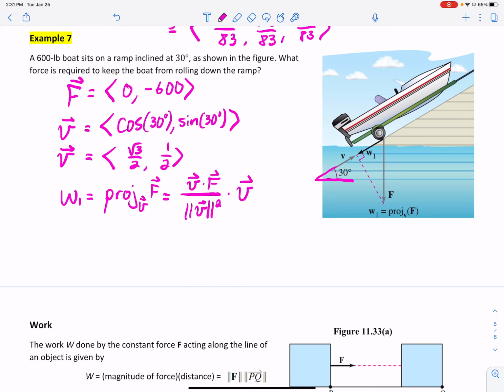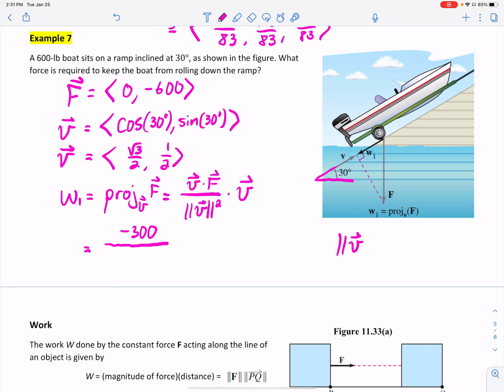All right, I'm just going to fill all this in as we go. v dot F. So I'm going to look at the ones above here. Okay, so I get up top, if I'm doing a dot product, I get 0 for the first component, and then negative 600 times 1/2, which gets me negative 300. That is my numerator.